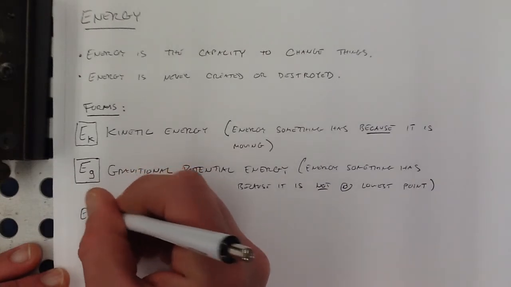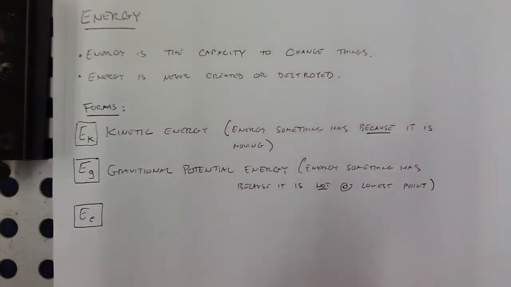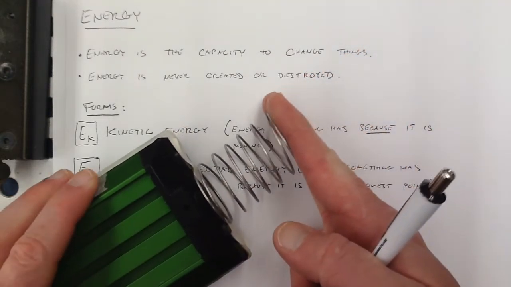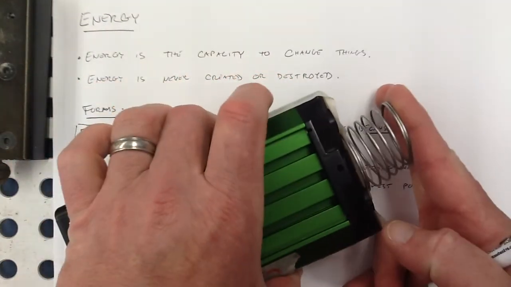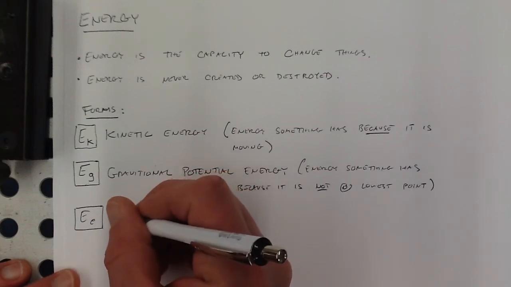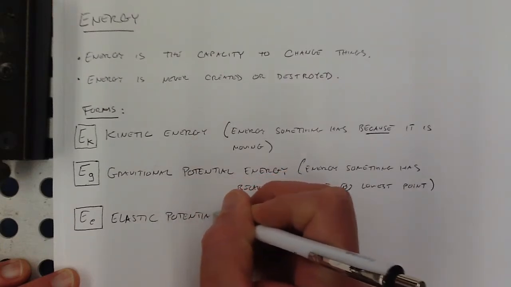There's also energy, what we're going to call E sub E. That is energy stored in some kind of elastic or a spring, something like that. So for example, we have a spring here. This one is attached to this cart right now. If I have this spring here and I compress that spring, there is energy stored in that spring. And if I let go, then it wants to push off that way and make some change in the world, in this case, accelerating that cart. So we're going to call this elastic potential energy.